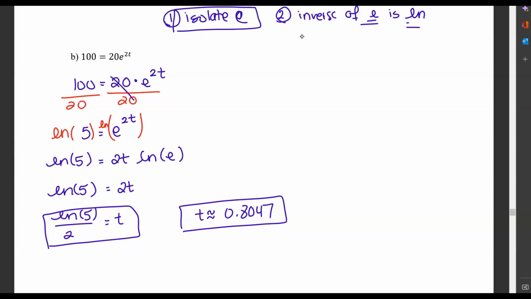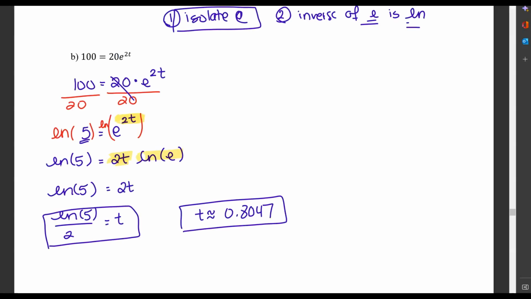Once I've divided out the 20, to reduce this, I have e on one side, isolating the e value. I'm left with 5, so 100 divided by 20 gives me this 5. So now I'm going to go ahead and apply ln to both sides. And in doing so, I end up with ln of 5, and then I can use the power rule, so I can bring that exponent 2t to the front. And then I'm left with ln of e. But ln of e is one of our properties that we have.